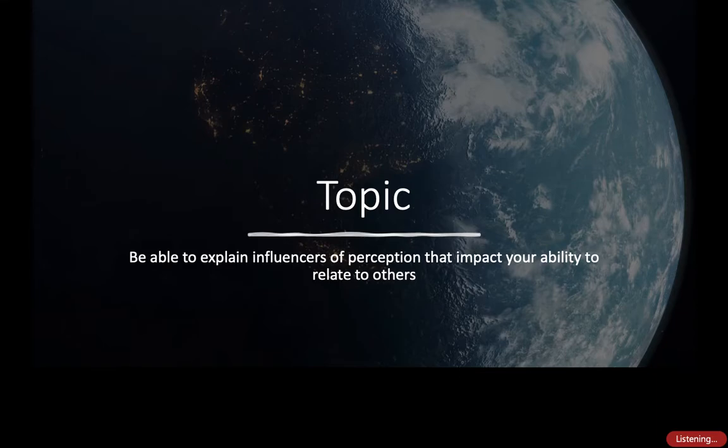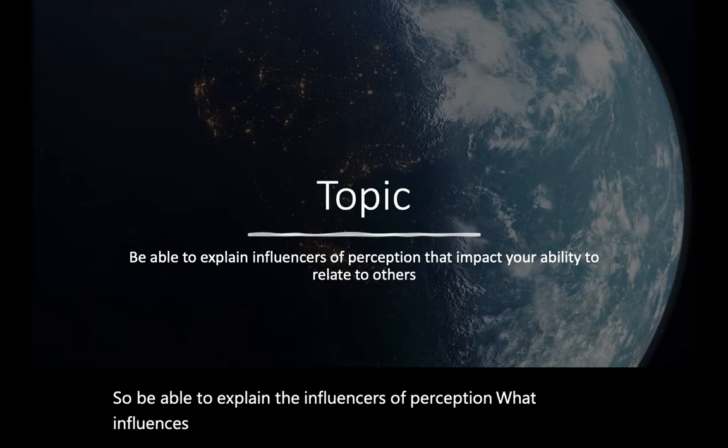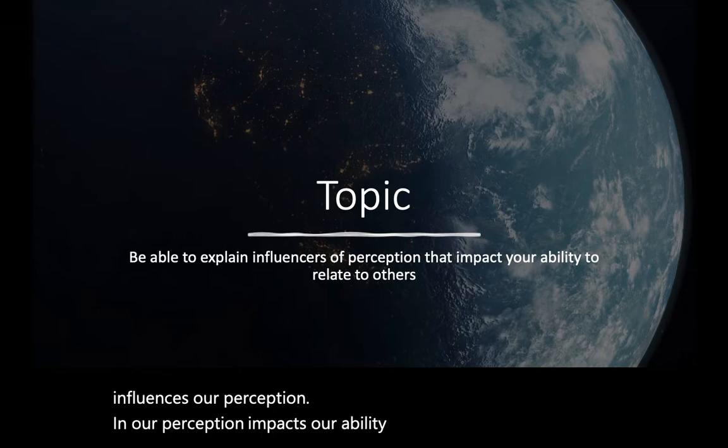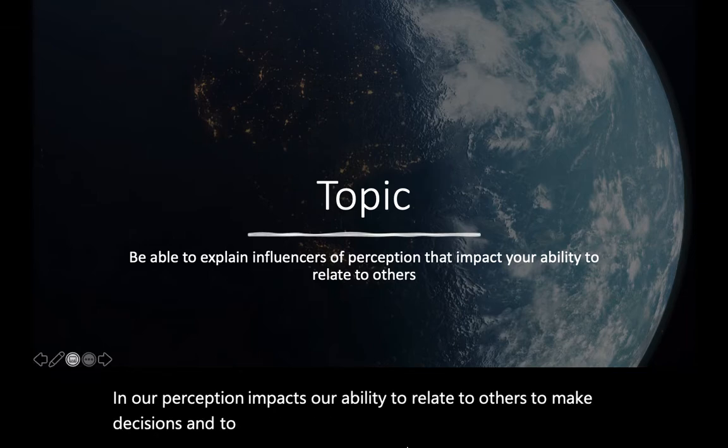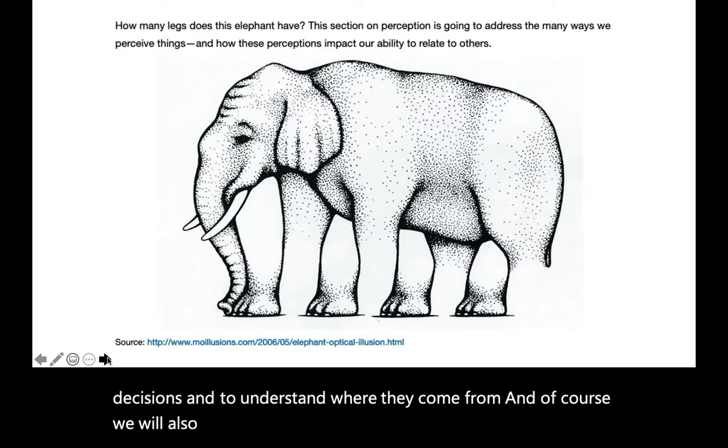Human relations, focusing on perception. So be able to explain the influencers of perception, what influences our perception, and how our perception impacts our ability to relate to others, to make decisions, and to understand where they come from. And of course, we will also define what perception is.